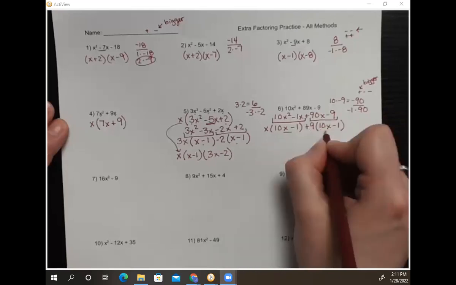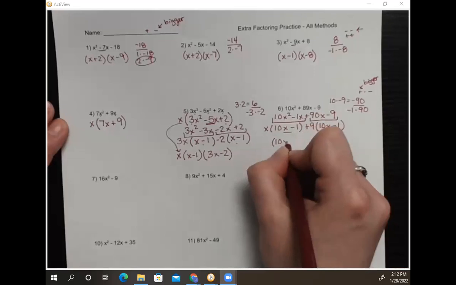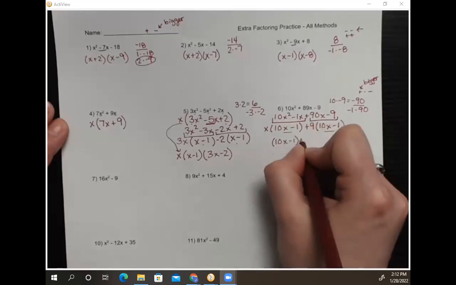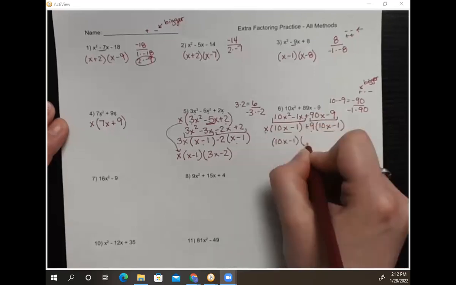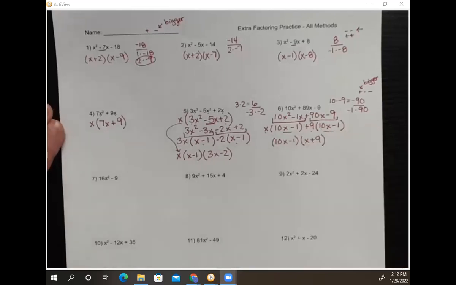Again, my stuff in parentheses is the same. That's what I want. So I pull it out. 10x minus 1 comes out. And I'm left with x plus 9 for my other factor. There's my factored form.